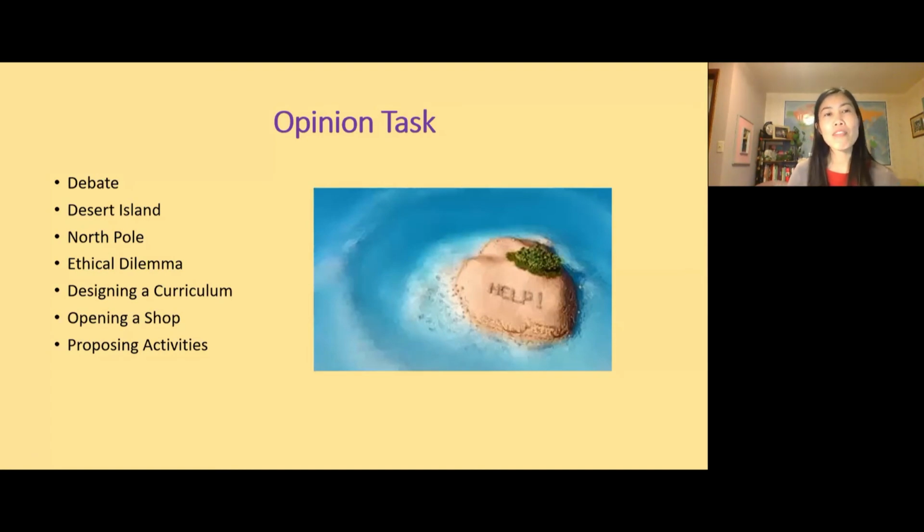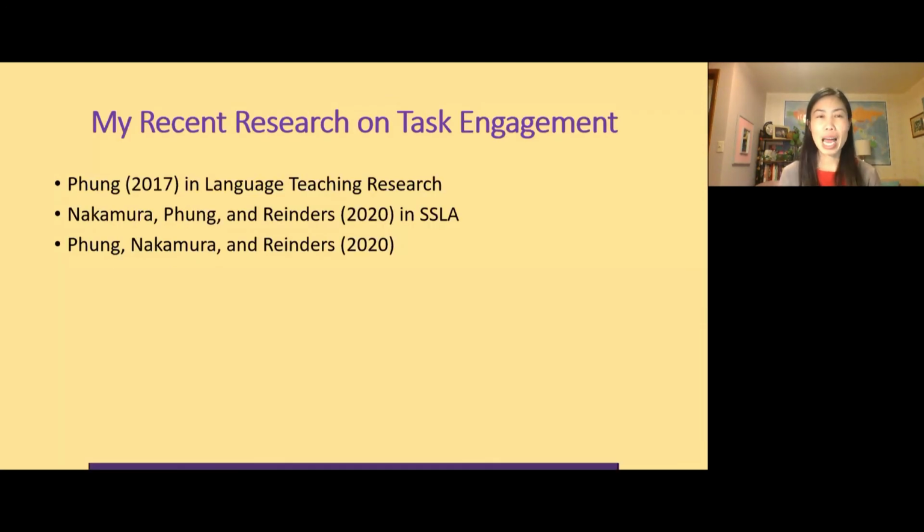I hope that this framework of categorizing tasks may give you more ideas on what tasks to use in your classroom to promote more communication. I mentioned that I have done research on task engagement and I have had a few publications on the topic. If you're interested in reading these articles, please feel free to email me or request them on ResearchGate.